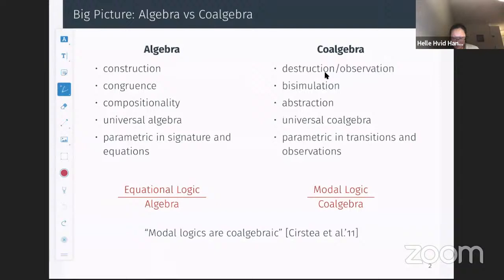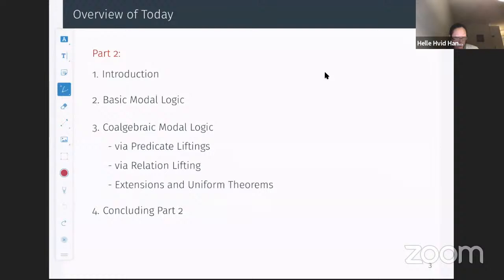So here's an overview. After this introduction, I will first give a very quick review of a basic modal logic, which some of you may know. So basic modal logic over Kripke frames, and I will also briefly mention neighborhood semantics, because it's an interesting example from a coalgebraic perspective. Then I will go into the main part, which is about coalgebraic modal logic. There are two main approaches, one via predicate liftings, one via relation liftings. Then I will also mention some of the extensions and some of the results that have been achieved in this coalgebraic framework.